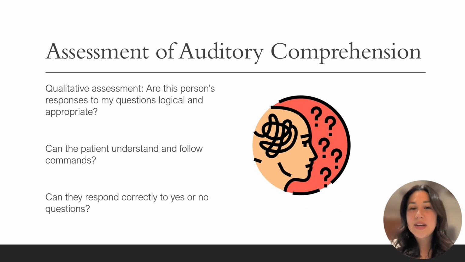Typically, we can qualitatively assess another person's comprehension ability through initial impressions of how they communicate in normal conversation. We can do this by judging whether their responses to your questions are logical and appropriate. More formal assessment of auditory comprehension includes the testing of a person's ability to understand and follow commands, as well as respond to yes or no questions correctly.